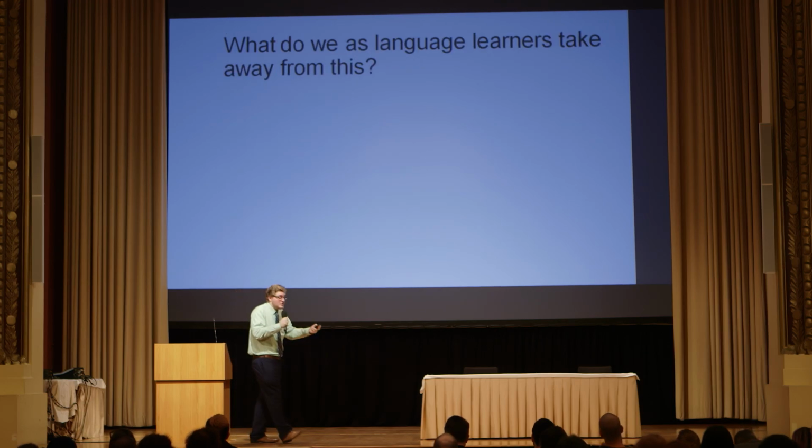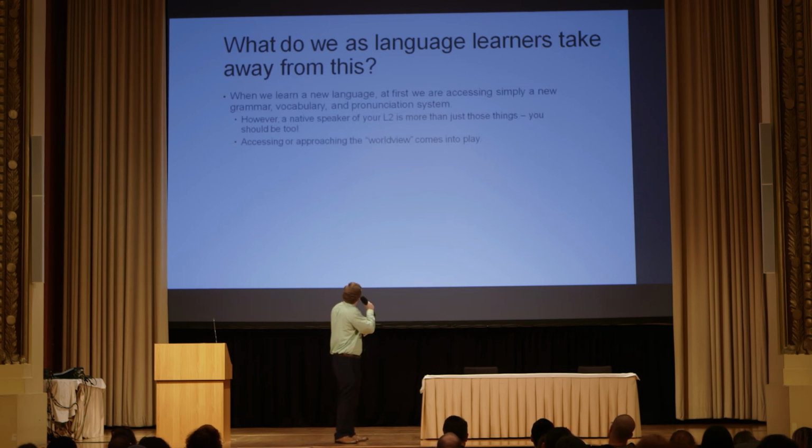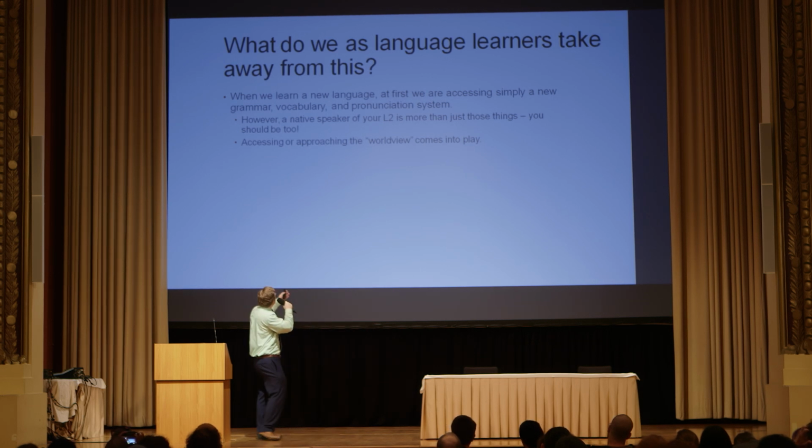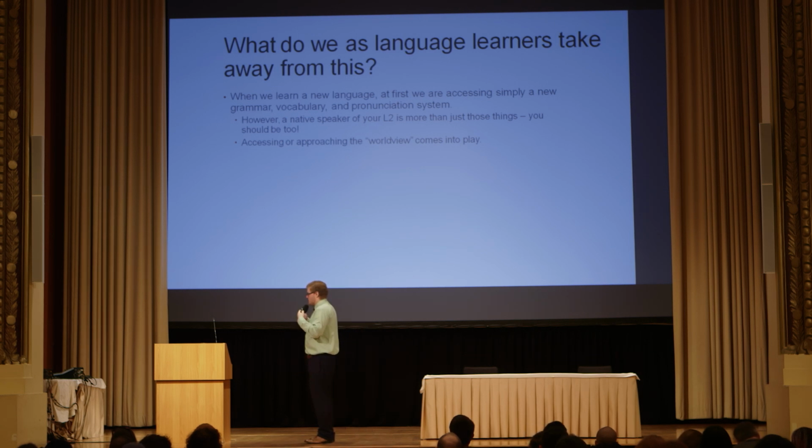So, to get into the last two conclusion slides, what do we as language learners take away from this? When we learn a new language, at first we are accessing simply a new grammar, vocabulary, pronunciation system, but a native speaker of your target language is more than just that. They have a history, they have a culture, they have often religion and politics and things that affect the way that they speak and how they think about certain things. So you should be able to learn these things and sort of access and approach a worldview.